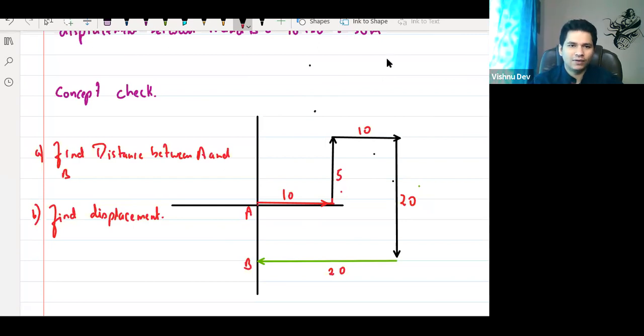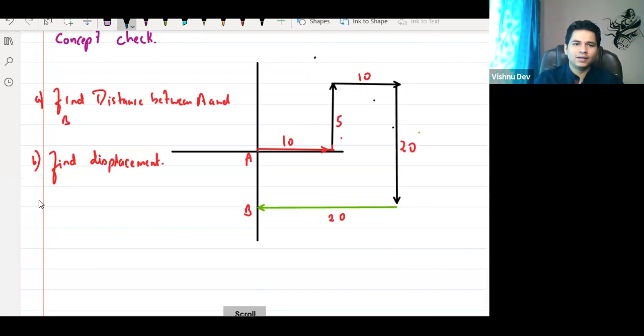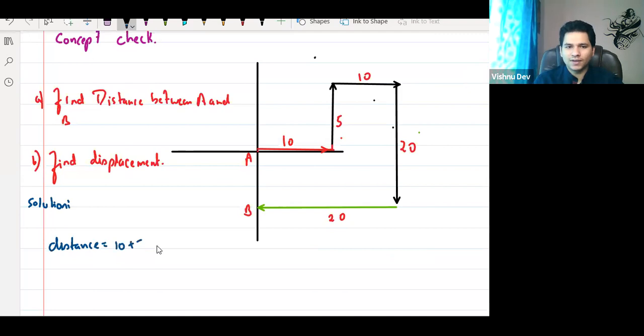So sir, I can say displacement and distance I can calculate over here. So let us check. Distance is basically the length of the path, which is the total length, which is 10 plus 5 plus 10 plus 20 plus 20. So it is equal to 65 meter. If everything is in meters, it is 65 meter. Yes, very good.